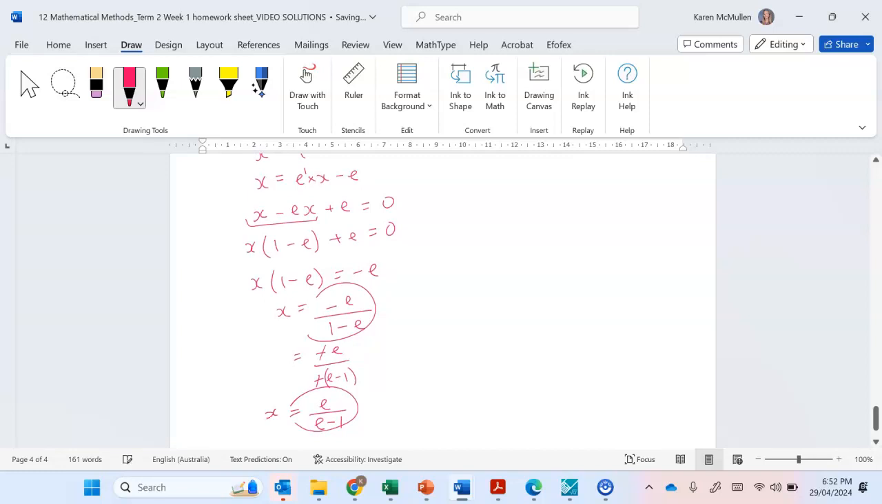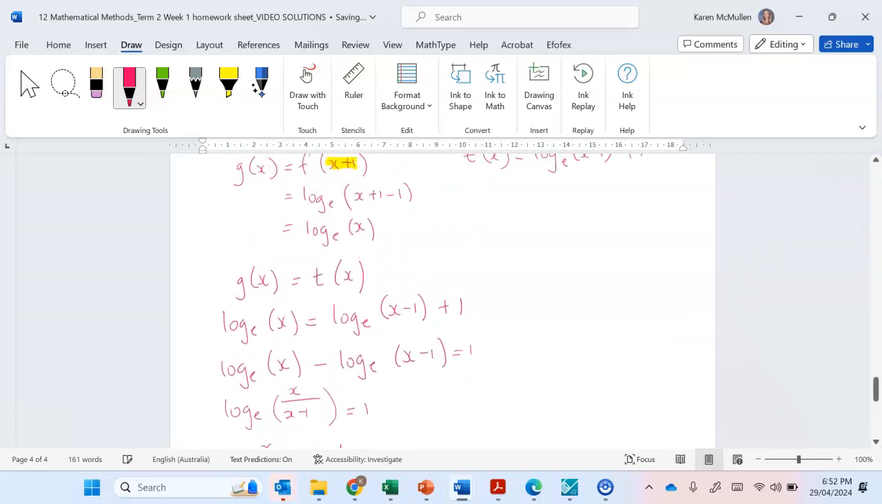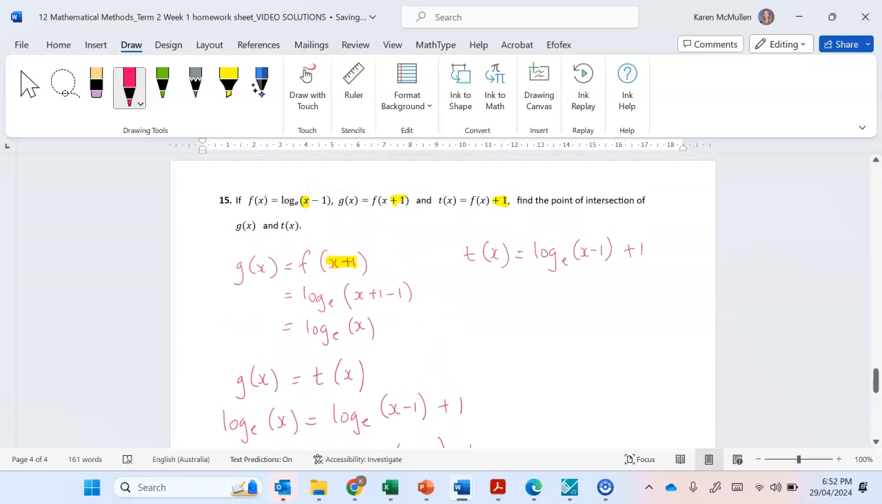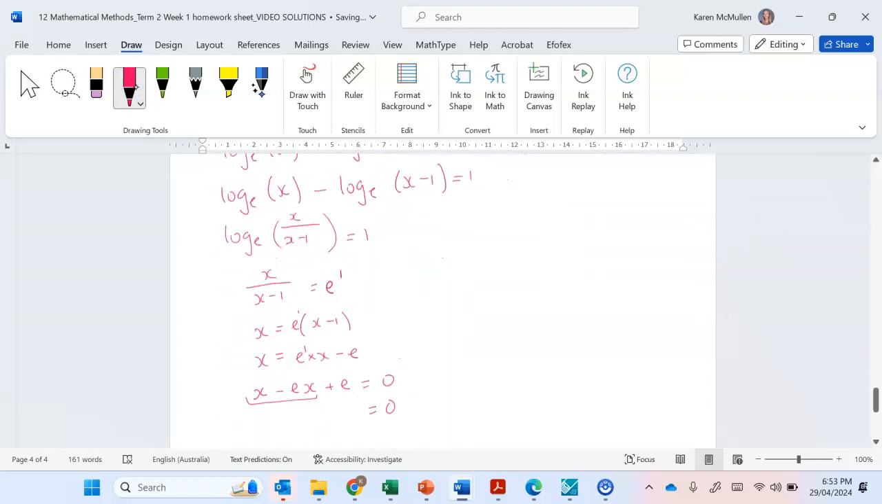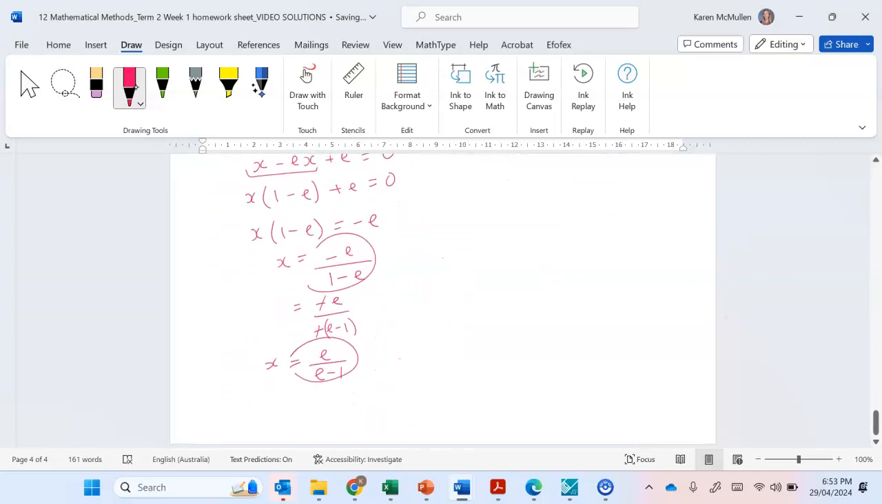Remember, we're finding the point of intersection. So we now have to go back, and we can substitute it into either g of x or t of x, because it's the point of intersection between g of x and t of x. I reckon g of x looks slightly easier. So log base e of x, let's just go back down. So g of e over e minus 1 equals log base e of e over e minus 1.